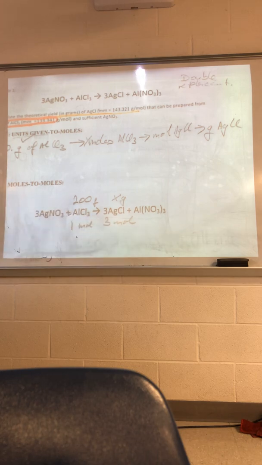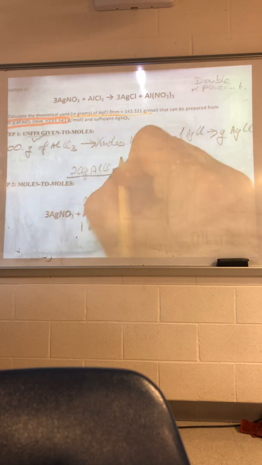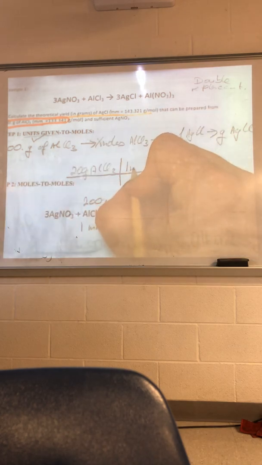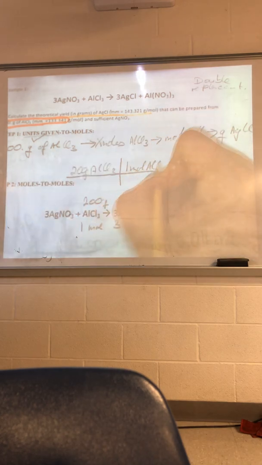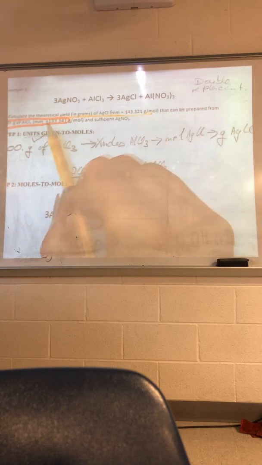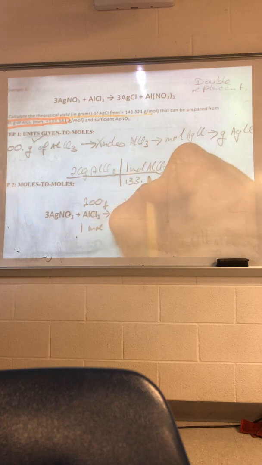Are you ready? Okay, I need to change this into moles, right? It's in grams right now, so let's change it into moles. AlCl3, I have 200 grams. 1 mole of AlCl3 makes how many grams? What does it say here? 133.341 grams.